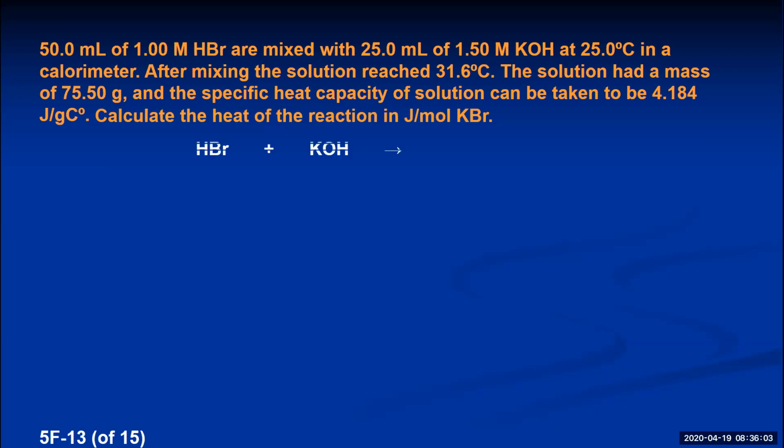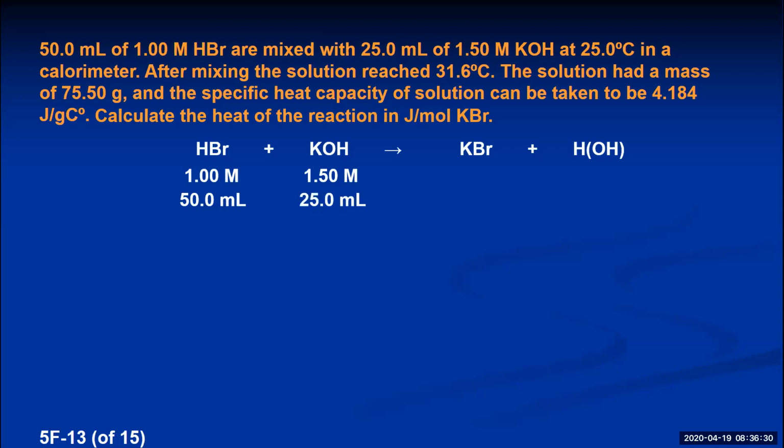HBr plus KOH is going to be an exchange reaction. When you switch partners, H goes with OH to make water, and K goes with Br to make the KBr. The equation is already balanced. We're given numerical data about 2 different reactants. We're told that we have 1 molar HBr, and we've used 50.0 milliliters of it. And we had 1.50 molar KOH, and we were using 25 milliliters of that.